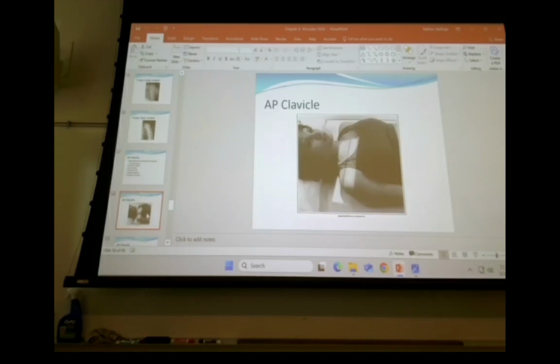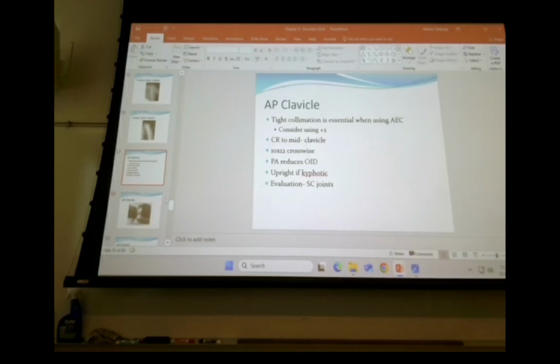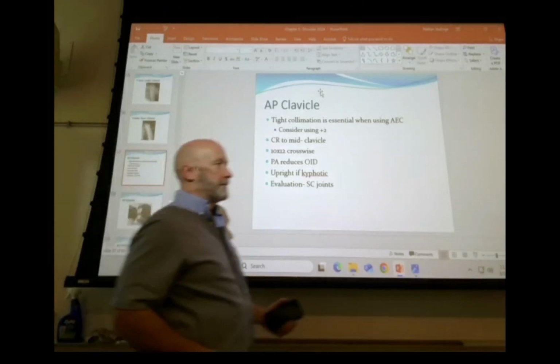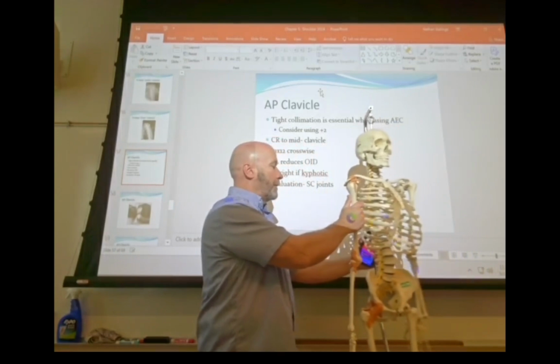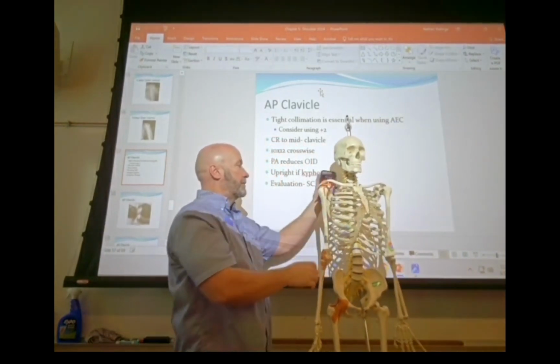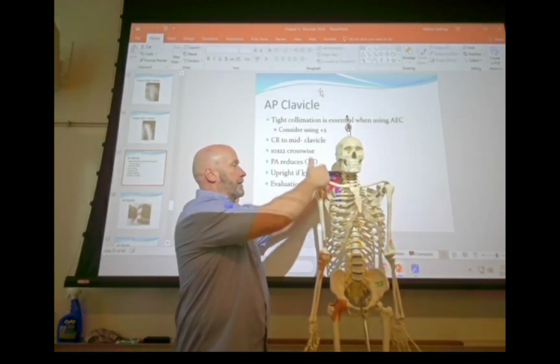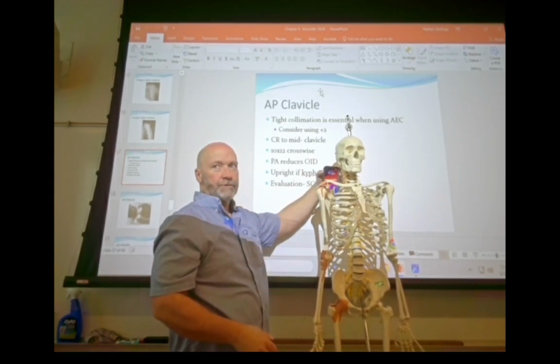Okay, so AP of the clavicle. We've got AP and AP axial. All right, so because again, what we're looking for is small anatomy, it's probably a worse situation than what we had even with the humerus. We've got small anatomy.